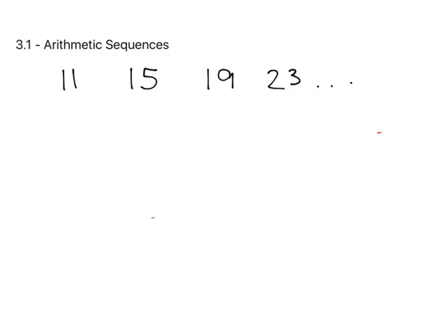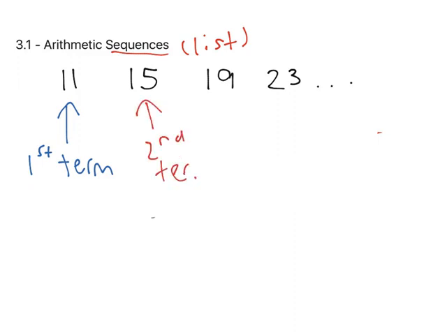Here is a sequence of numbers. Sequence just means a list. So for example, 11, 15, 19, 23. This is a sequence. The first number is called the first term. This one is the second term, and so forth. So we can call this term 3, and this one term 4.